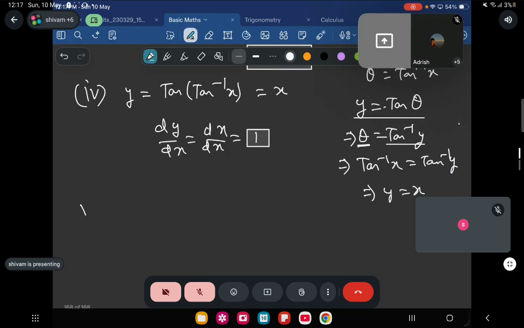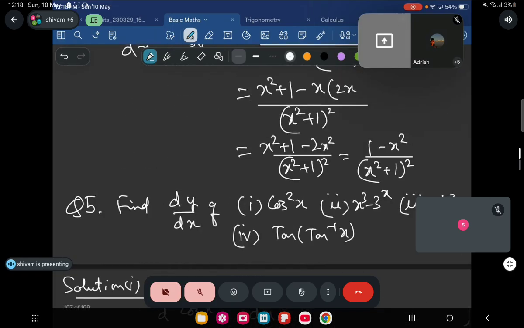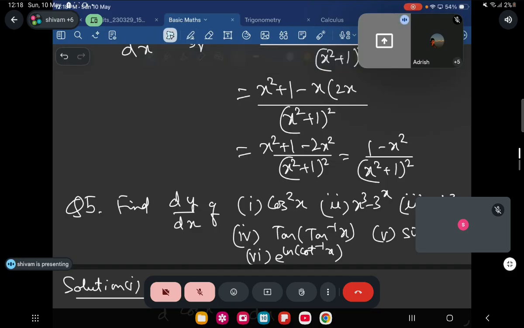Okay. Part 5: sine inverse x square. And part 6: e to the power ln cot inverse x. Solve. Part 5, sine inverse x square. Part 6, e to the power ln cot inverse x.